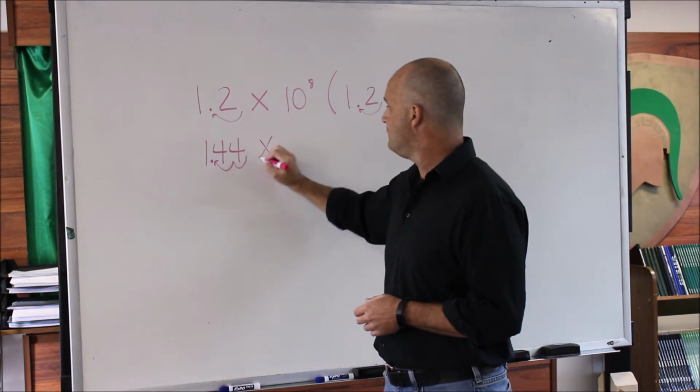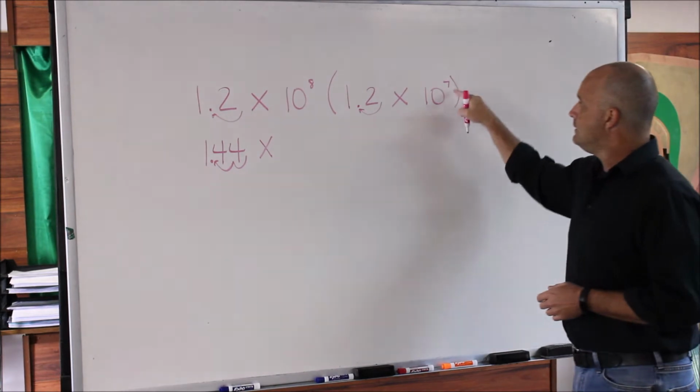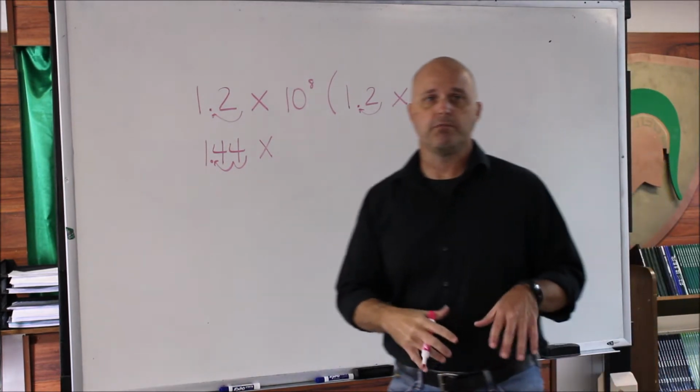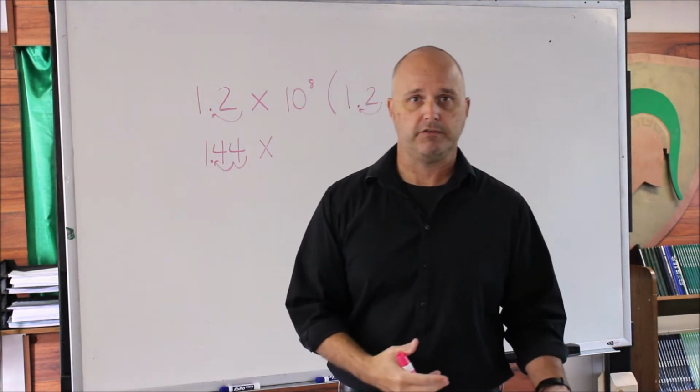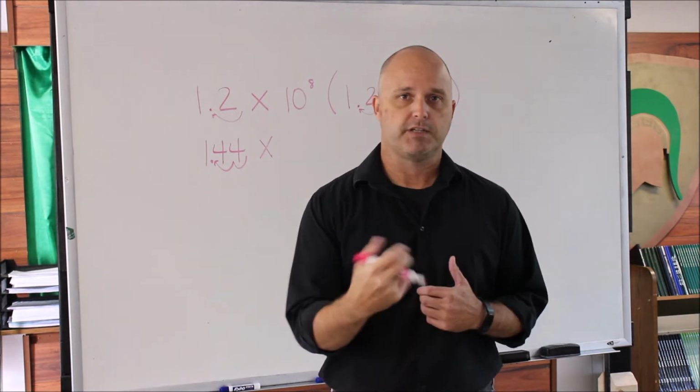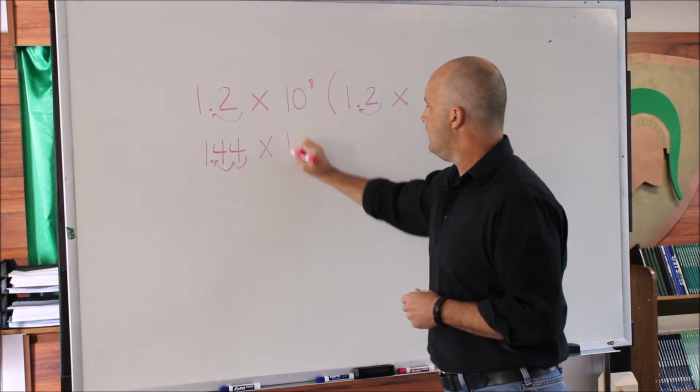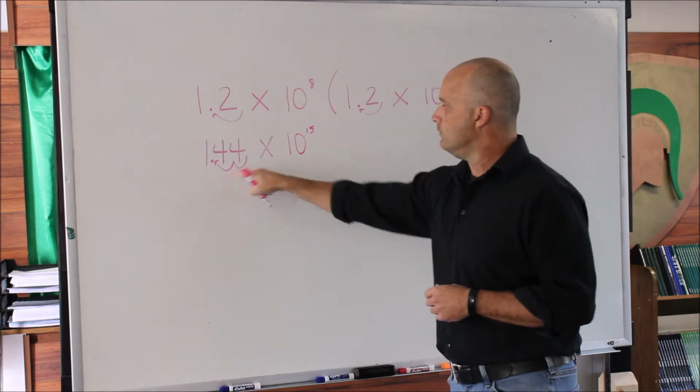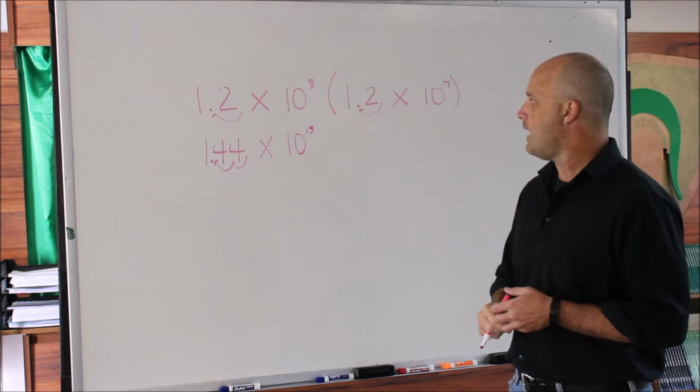Then we're going to go times 10 to the 8th and to the 7th. Remember that whenever you're multiplying the same bases, you're going to add the exponents. So since we've got 10 to the 8th times 10 to the 7th, the solution is going to be 10 to the 15th. So the solution to this is going to be 1.44 times 10 to the 15th.